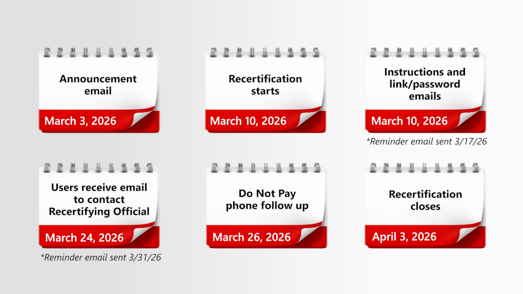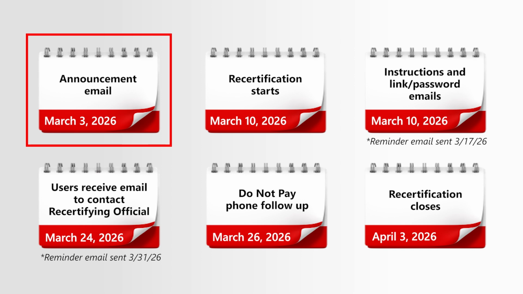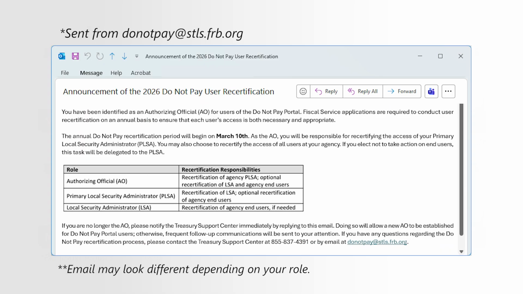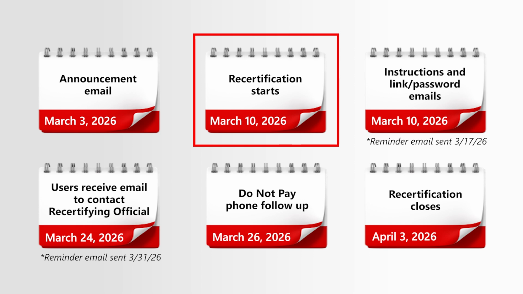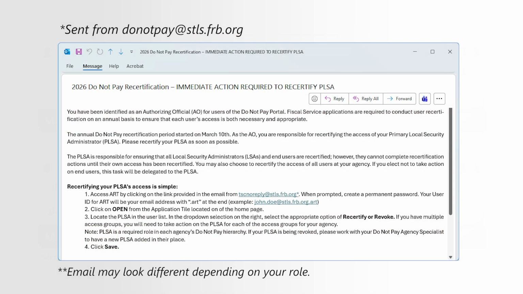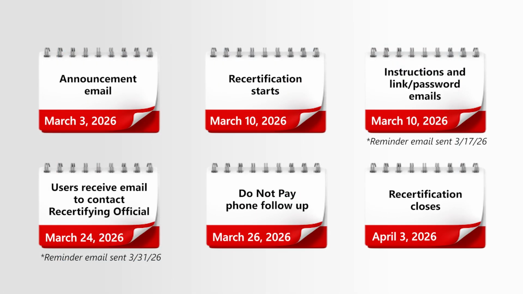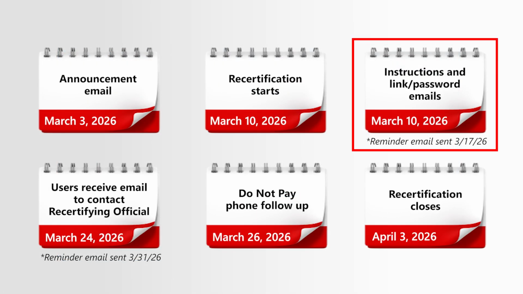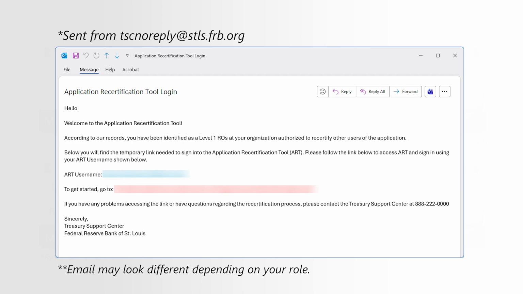Let's review the schedule of key events related to this year's recertification efforts. Before the start of the recertification period, announcement emails are sent to all AOs, PLSAs, and LSAs, informing them of the relevant dates and roles in the recertification process. Once recertification begins, an email will be sent to AOs, PLSAs, and LSAs providing instructions about the recertification process. The third email you will receive is a link and password email for accessing ART.